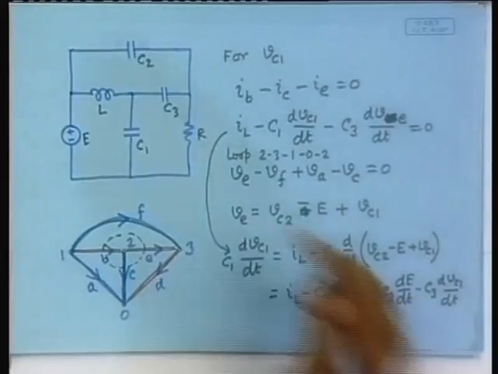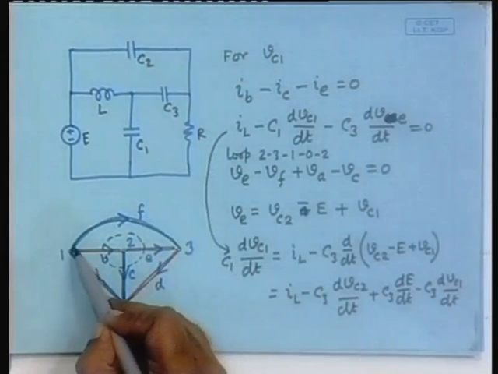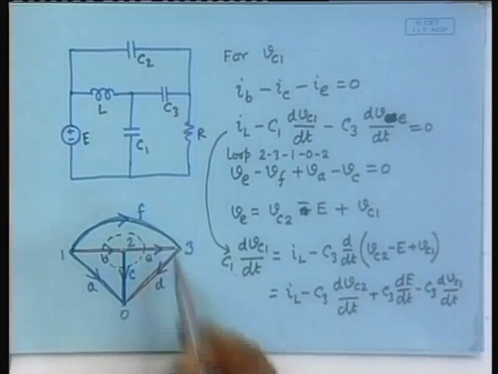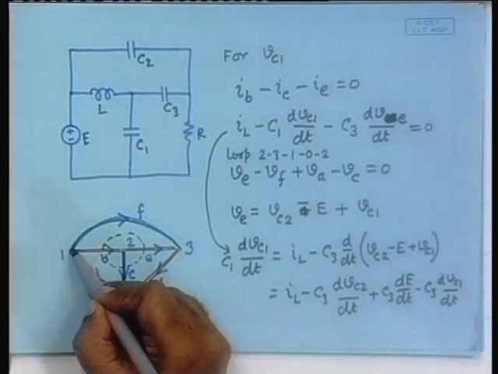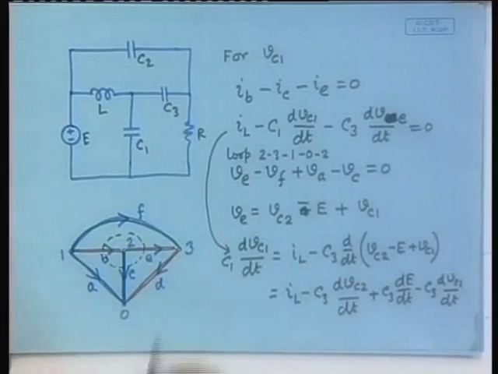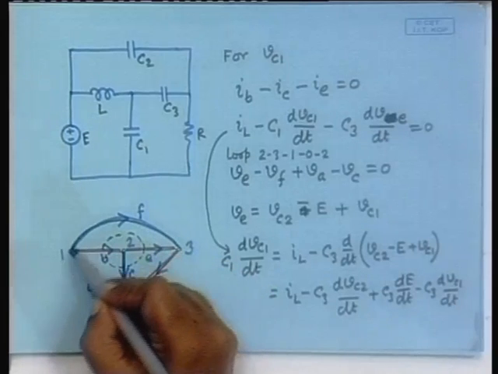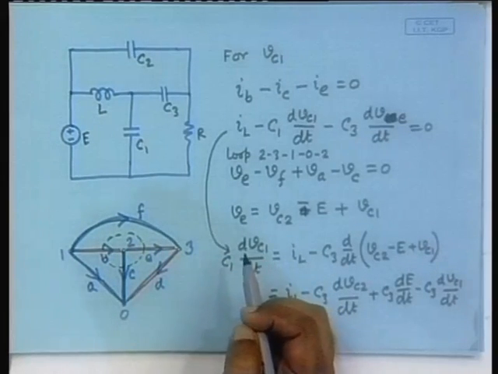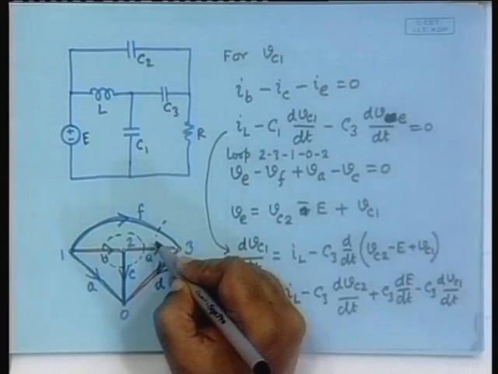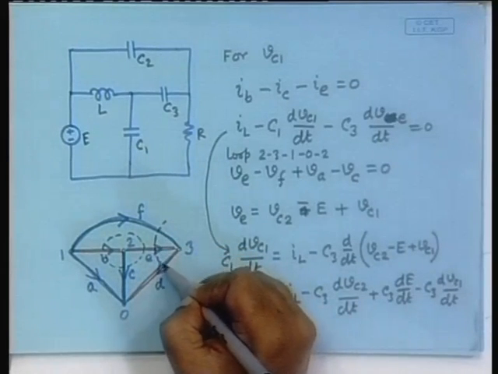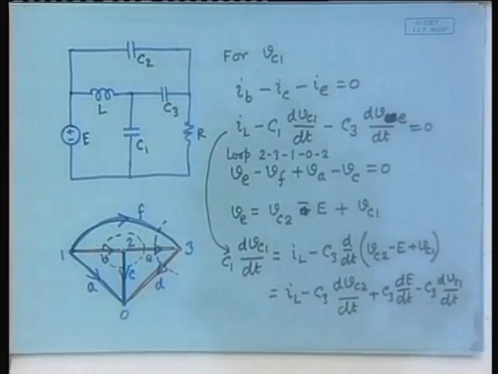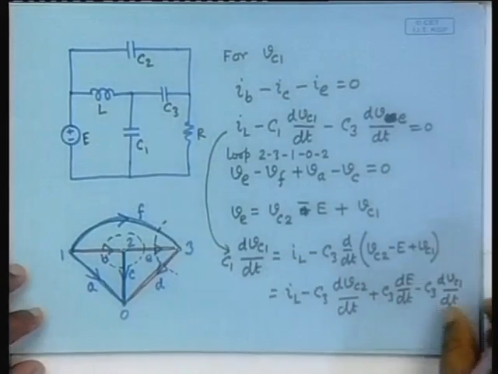Where is V C 2? Here. And where is the branch that takes it? It is here. So, in order to write the equation for this, we will have to obtain a cut set that includes only this branch. So, it is this cut set. Now, we will think in terms of cut set, not just the nodes. So, it is this cut set.